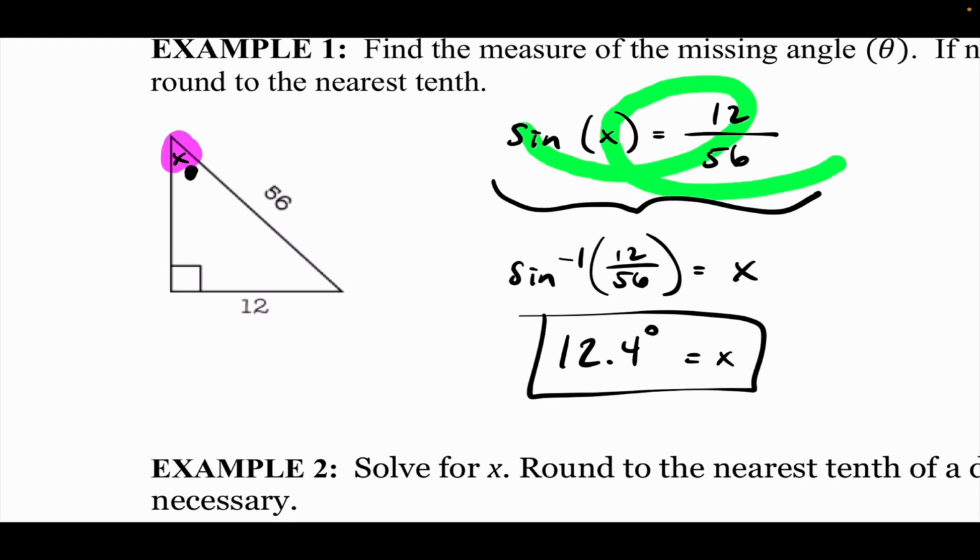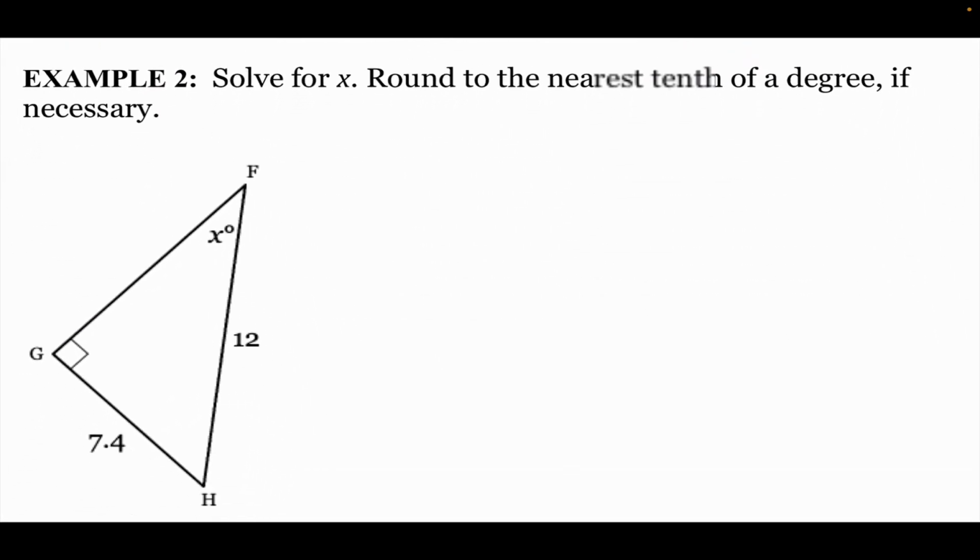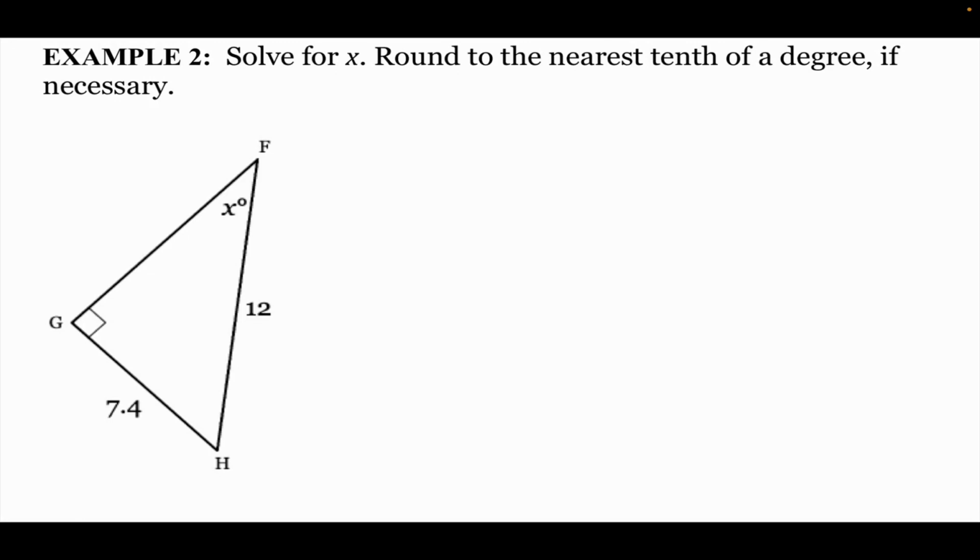Okay. Let's try that again. So now we have to find this missing angle. Okay. Step 1, if I'm up there, which am I going to use? Sine, cosine, or tangent? Do I know opposite? Do I know adjacent? Do I know hypotenuse? Which of those do I know? All right, sine again, right? Opposite is 7.4. Hypotenuse is 12. So I'm going to use sine again.